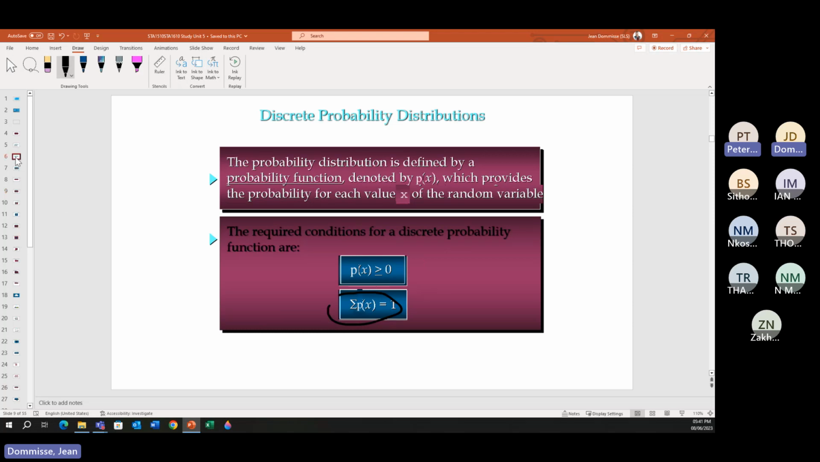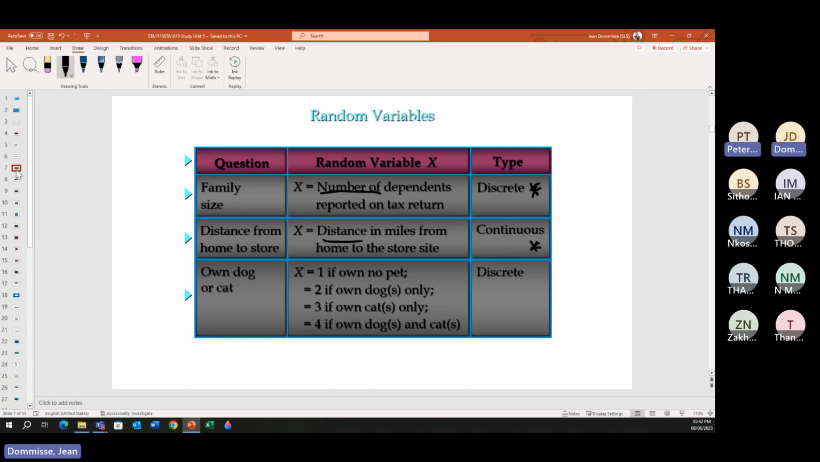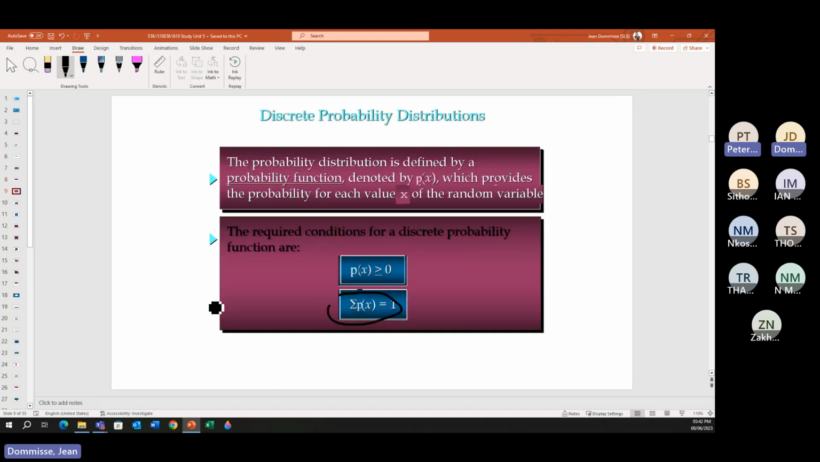So again, you can't have a negative probability in here, but you can have a 0. You can't have a minus 0.1 probability. So again, that can't happen. You can have a 0 because then that will just not happen. So I think that is important: you can have a 0, you just can't have a negative probability.